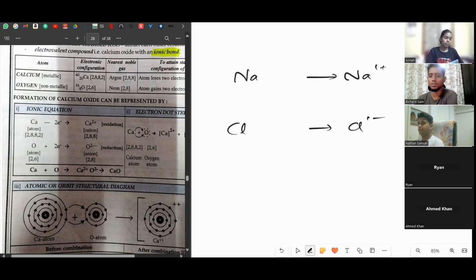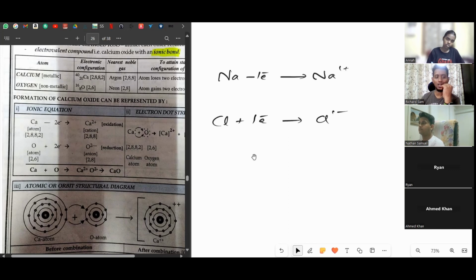So how did sodium turn into Na+? Did it take an electron or did it give an electron? It donated an electron, right? So we write: minus one electron. This is the symbol for electron, e with a dash on top. We don't need to put the atomic number and mass number like we saw before, just e with a dash on top. So sodium minus one electron becomes Na+. And chlorine added one electron, and so it became Cl−. Okay, so this is called the ionic equation.